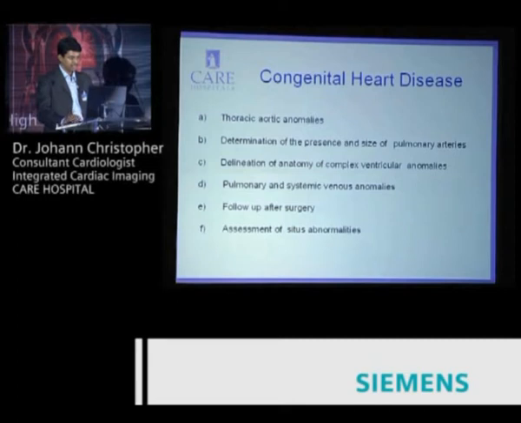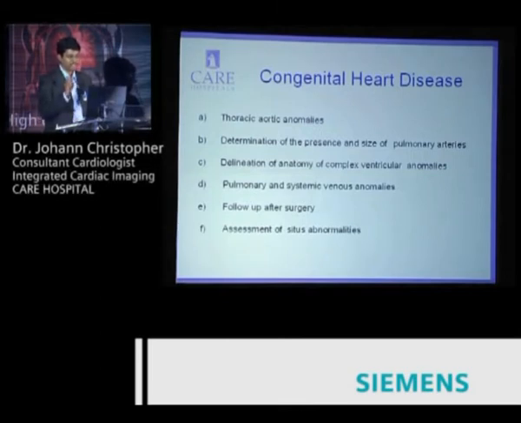The various things that we look at are thoracic aortic anomalies, including aortic atresia or interruption of the aorta. Presence and size of pulmonary arteries are the most important things, or the largest segment of our population, and that will decide the kind of surgery these infants will go through. Either they'll just get a palliative BT shunt, or they will go for a complete repair.